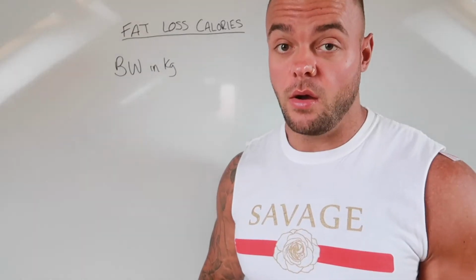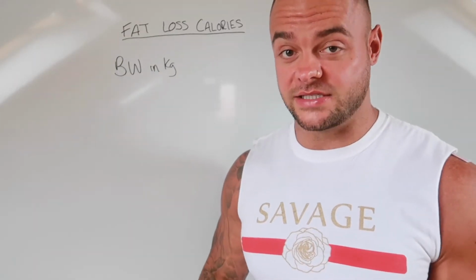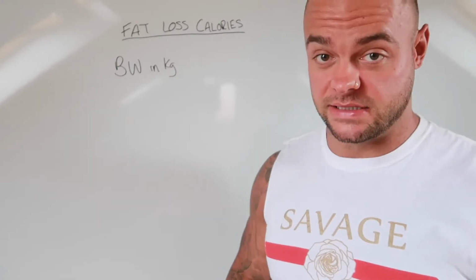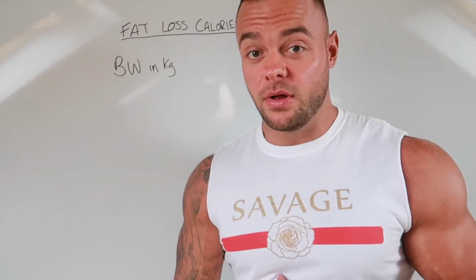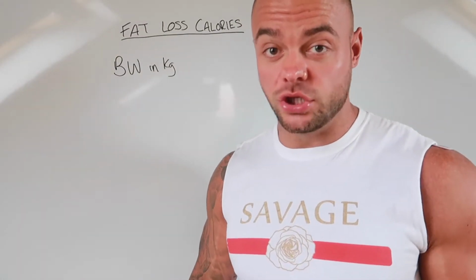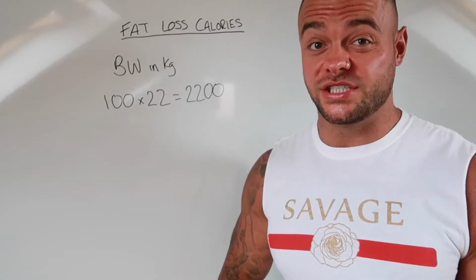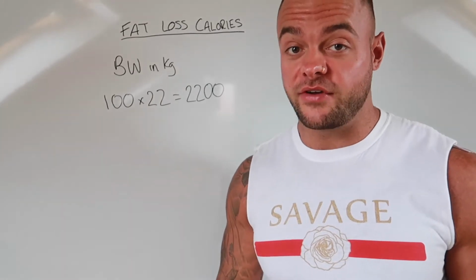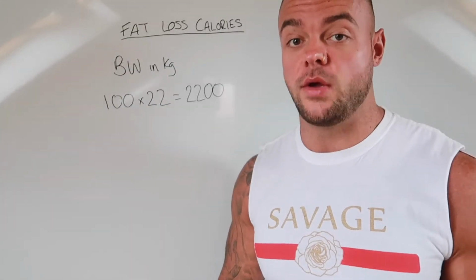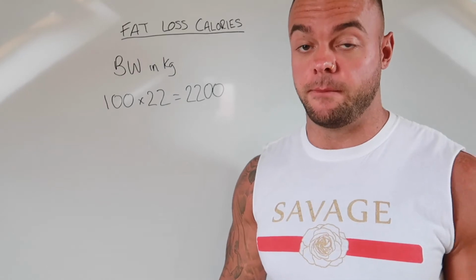Once we've got this number, we're going to multiply it by 22. That's going to start taking us towards our maintenance calories. So say for example, I'm 100 kilos, I would do 100 times 22. That's going to give me 2,200 calories. This would be the amount of calories that I needed to maintain my weight while doing absolutely no activity.